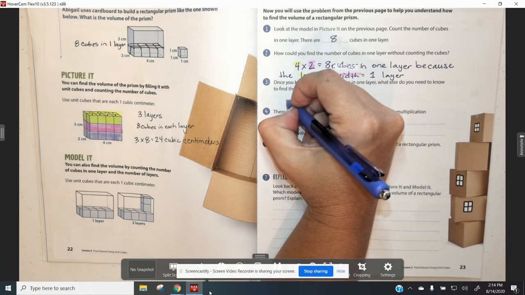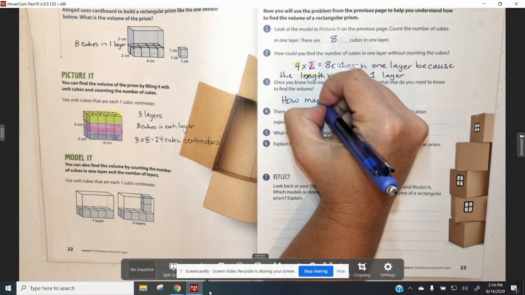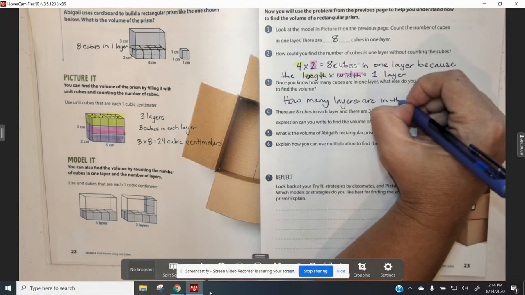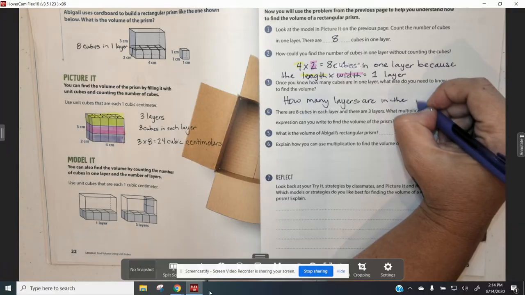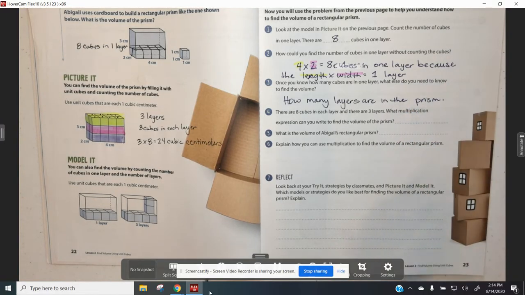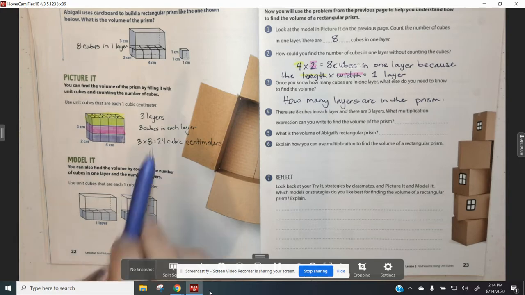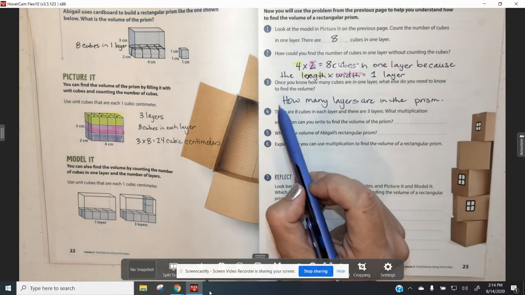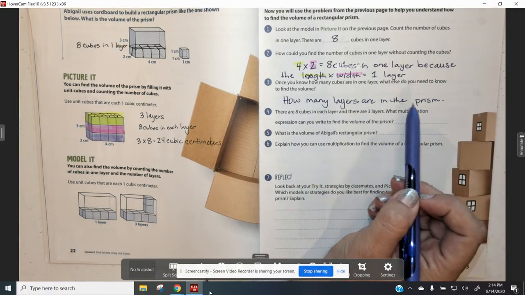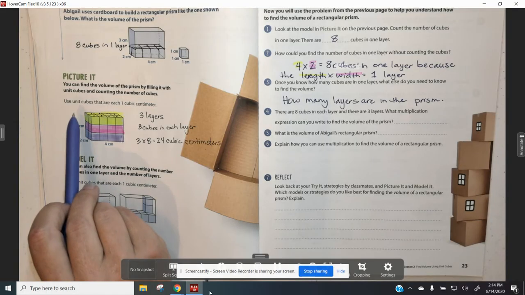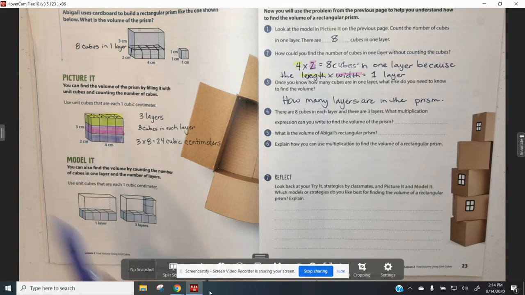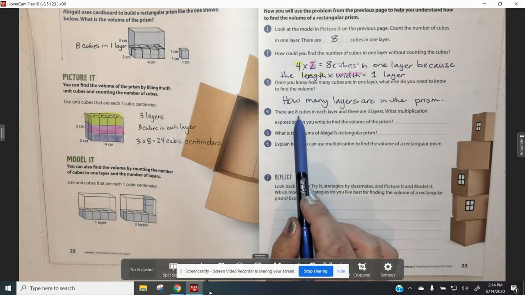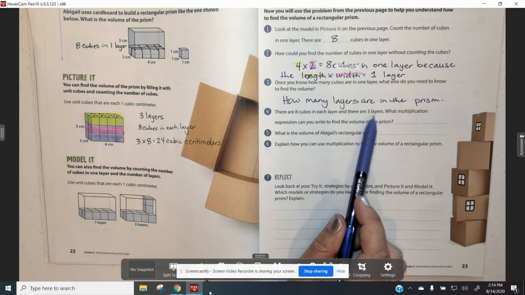All right, you need to know how many layers are in the prism. So if you know how many cubes are in one layer, we already decided that there were 8 cubes in one layer. Next, we need to know how many layers there are. The way that we find out how many layers is how tall the rectangular prism is. So there are 8 cubes in each layer, and there are 3 layers.